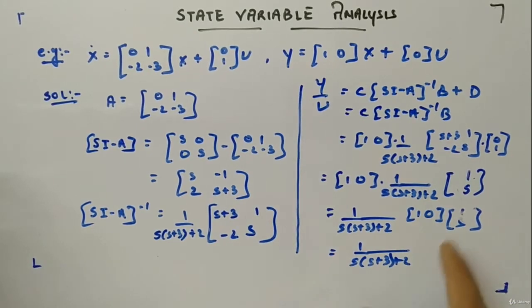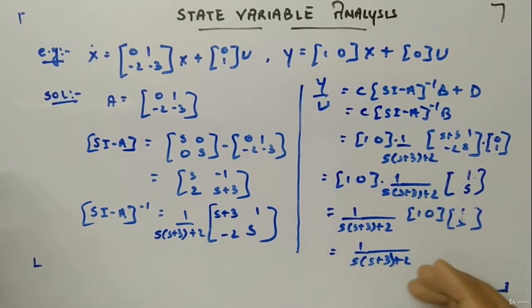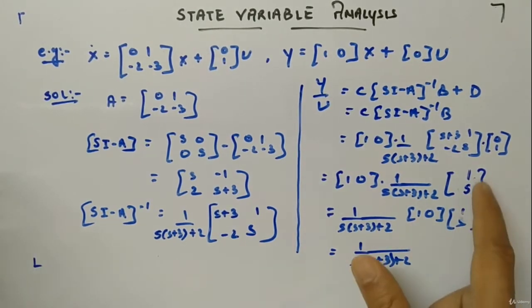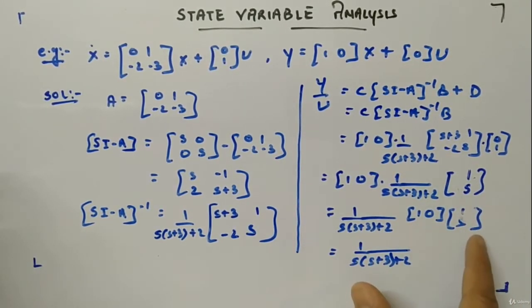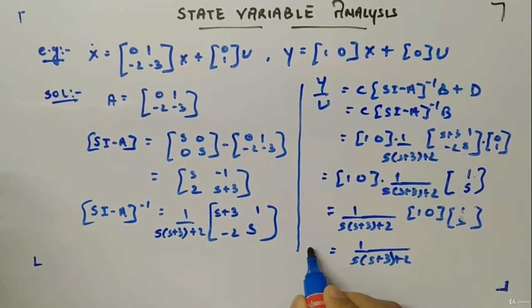Now this is a scalar term, so it will come in front, and these two vectors you can multiply. This is [1 0], this is [1; s], 1 cross 2 into 2 cross 1. You can see the size of the vectors, so it will become 1 cross 1. So 1 into 1, 0 into s, so it will become 1. Overall you will get 1 upon s(s plus 3) plus 2. So this is your transfer function Y by U.